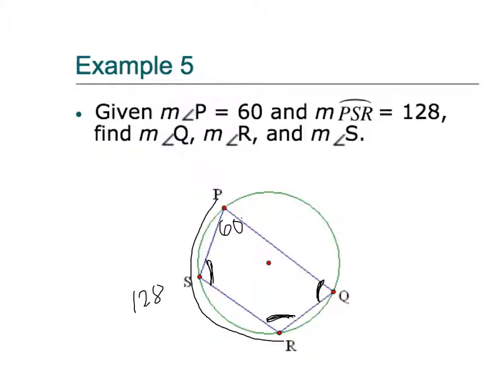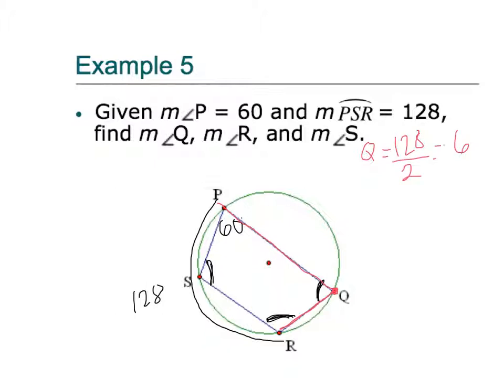Now, while it looks like it hasn't given me that much information, let's go with what we have. So far, I know that PSR is 128 degrees, and I recognize angle Q is on the circle. Look at the angle that has been made right here. Do you agree with me that that opens up to arc PSR?